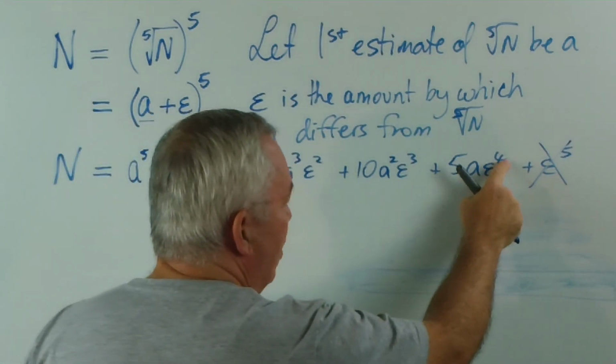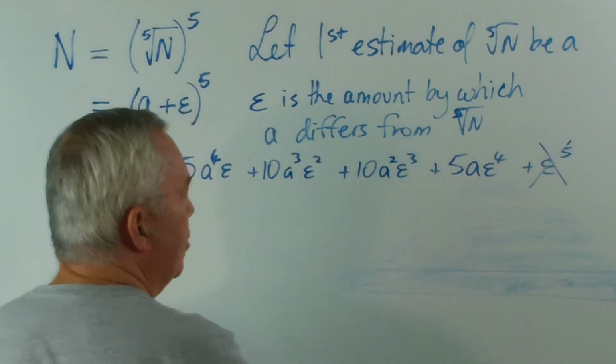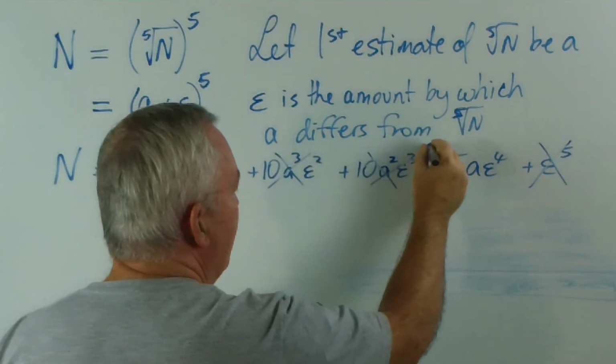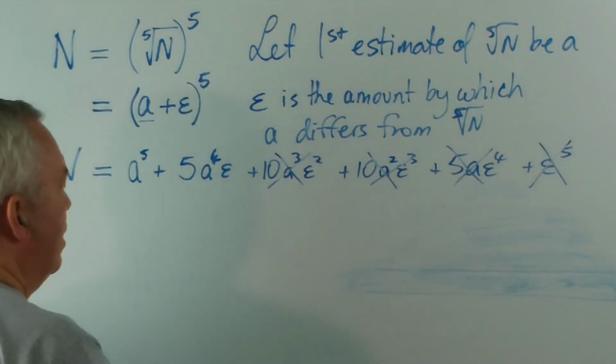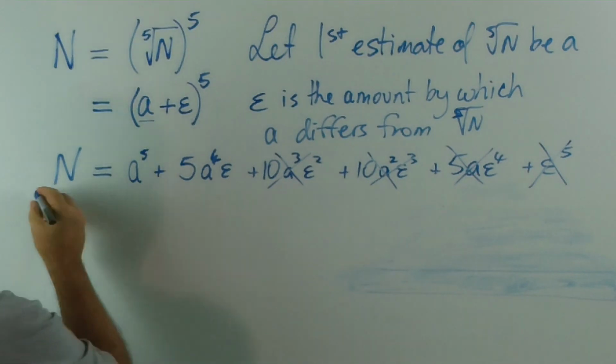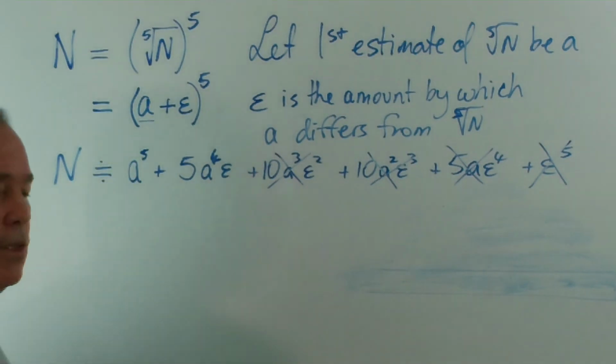Even epsilon to the power 4, epsilon to the power 3, and even epsilon squared will be very tiny. These are going to be the two biggest terms. So, we now say that this is an approximation.